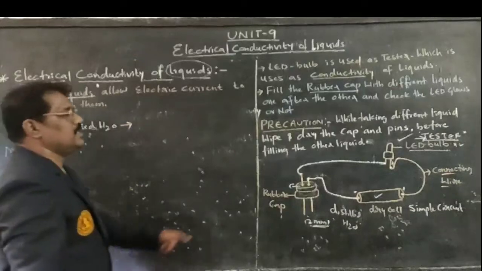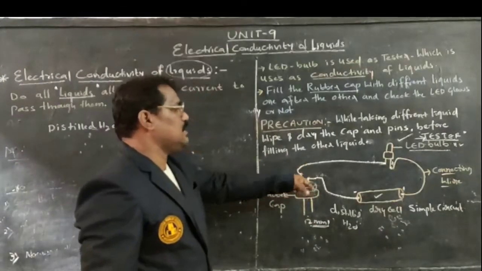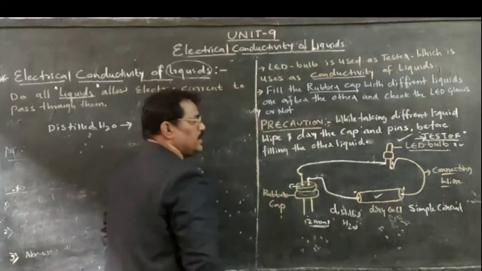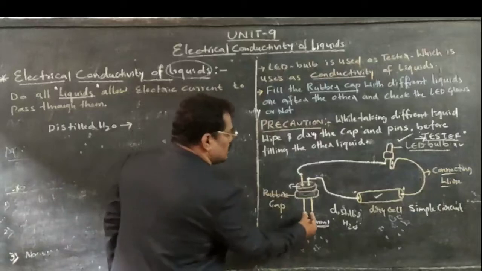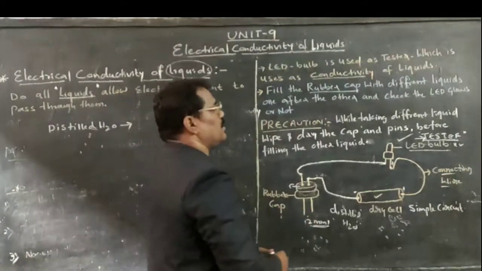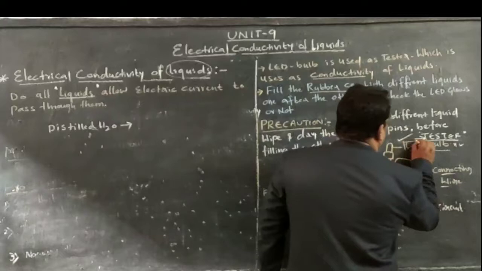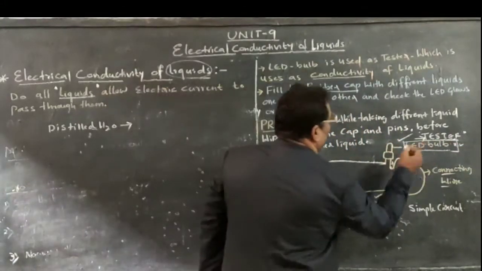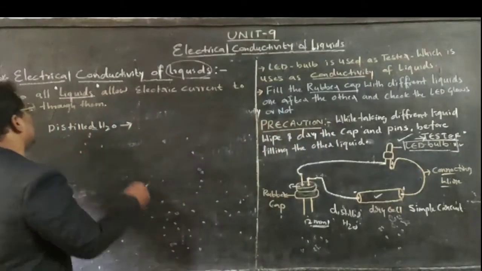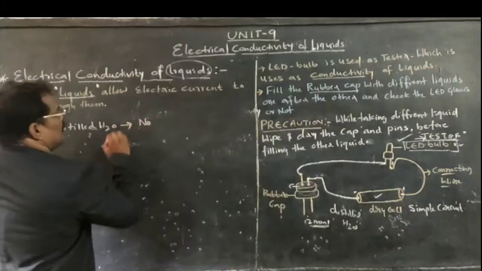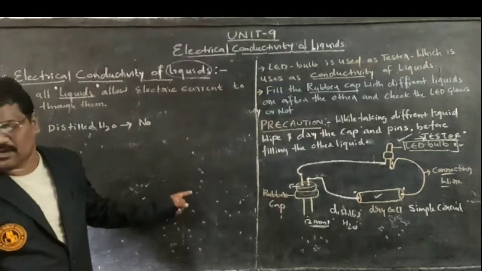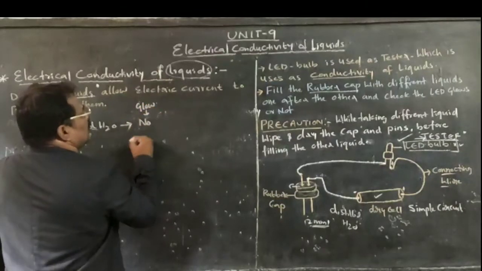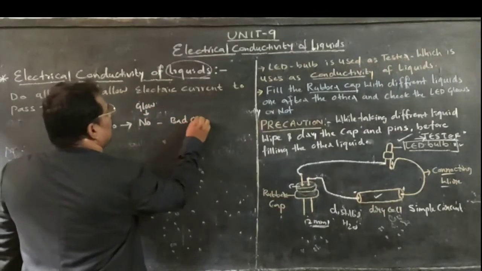Take distilled water into this cap. After taking distilled water into the cap, allow these two pins to connect to each other. Observe whether the bulb glows or not. We'll observe that the bulb doesn't glow. By that we can say that distilled water is pure water, where the bulb doesn't glow. Nothing will happen. Therefore, it is called a bad conductor.